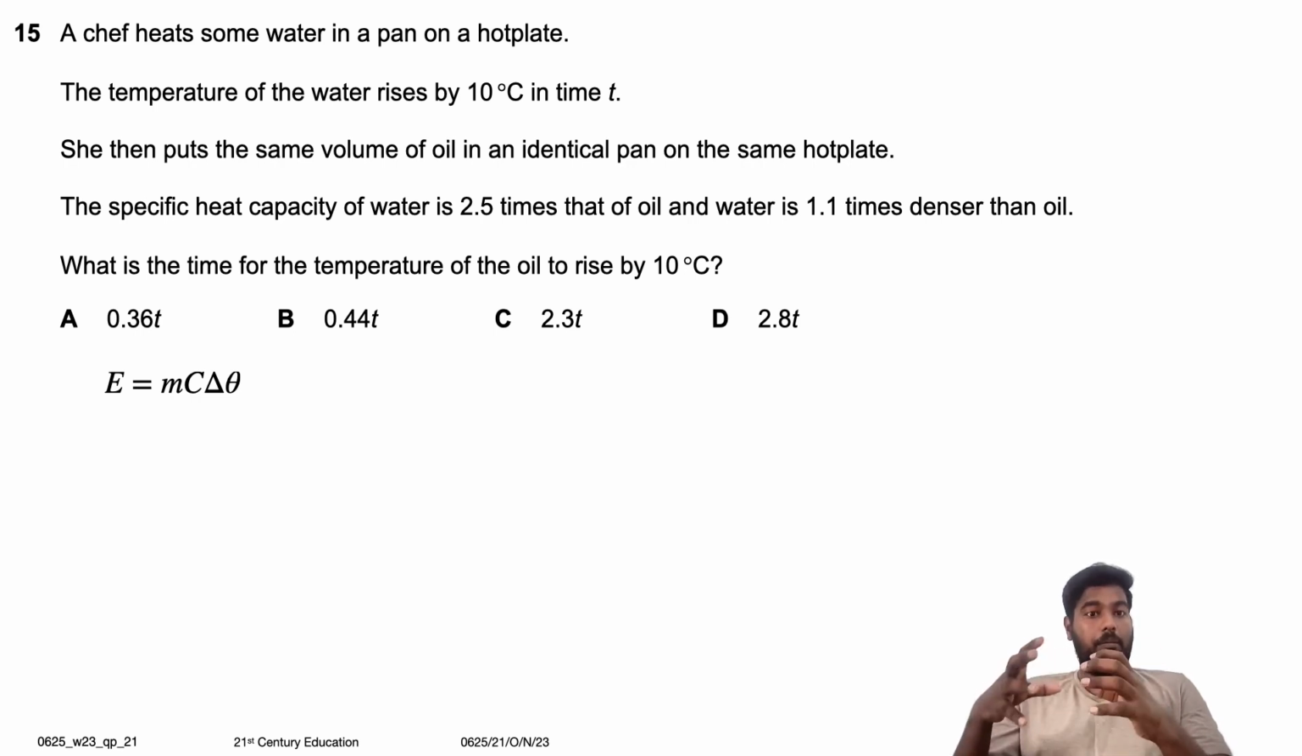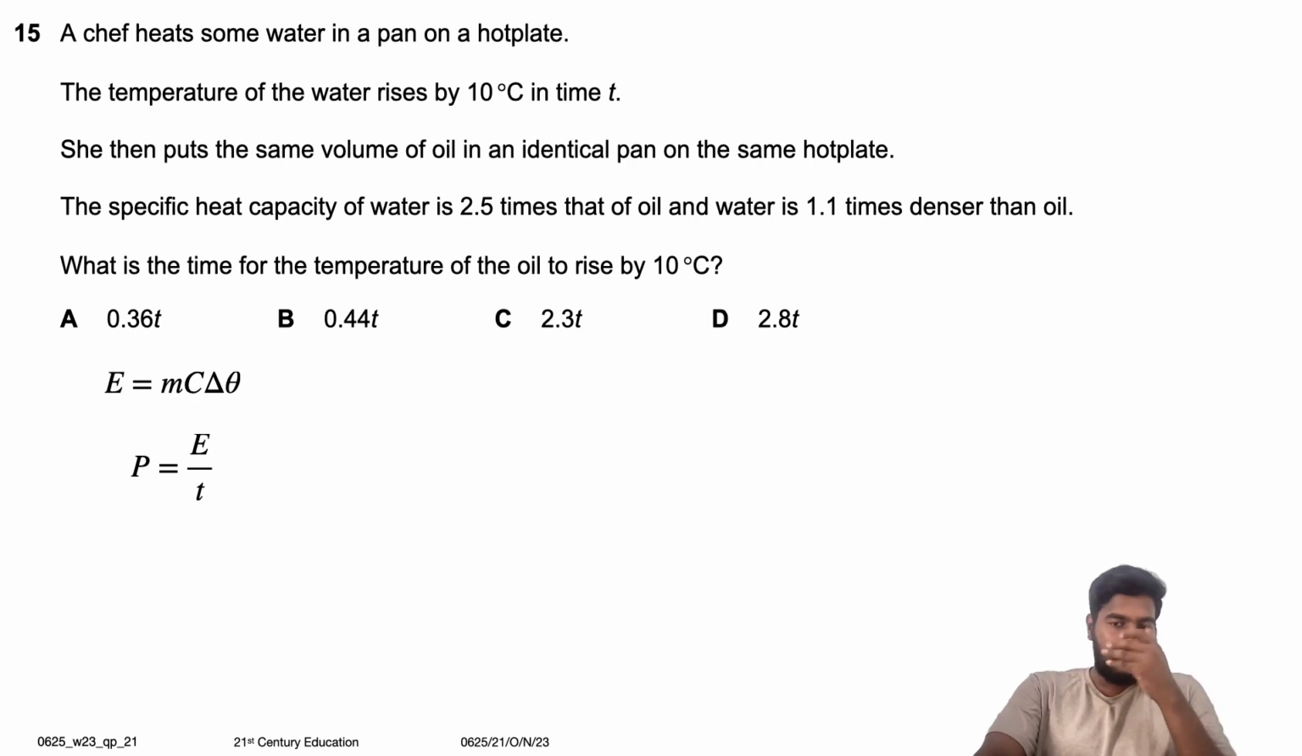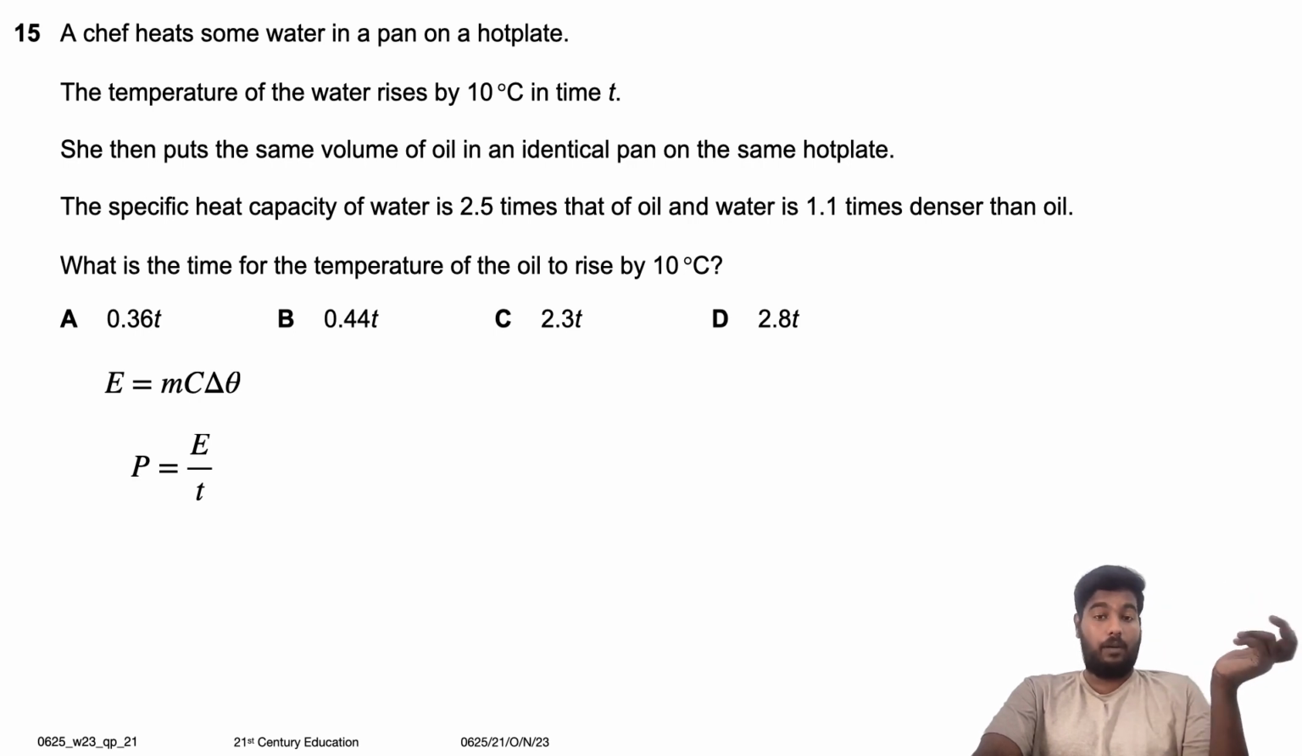So what's the time required? This is the question. So what connects energy and time? We know that power connects energy and time, and power is energy by time. Since it's an identical pan and the same hot plate, we can assume that for both water and oil to rise some temperature, maybe the same energy and the same power is required. So the power given to water is the power required to raise the same temperature in oil. So energy by time for water is equal to energy by time for oil.